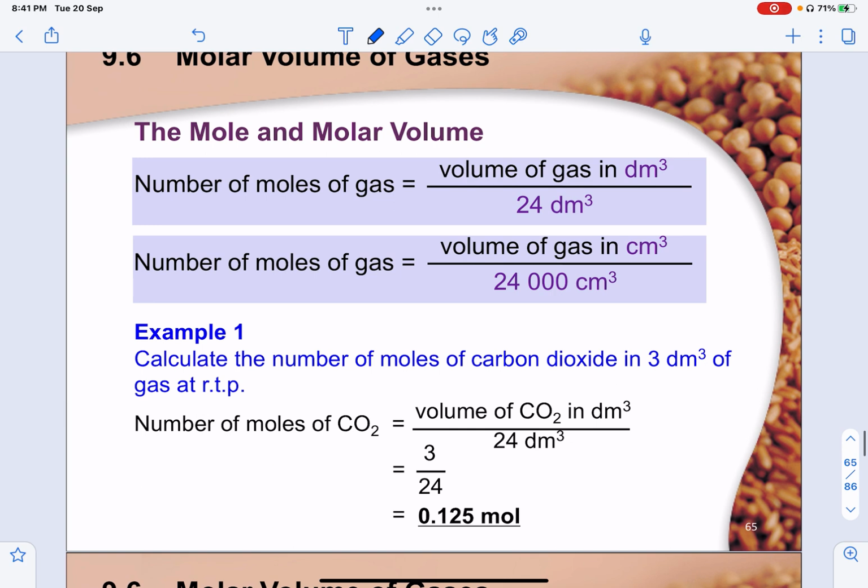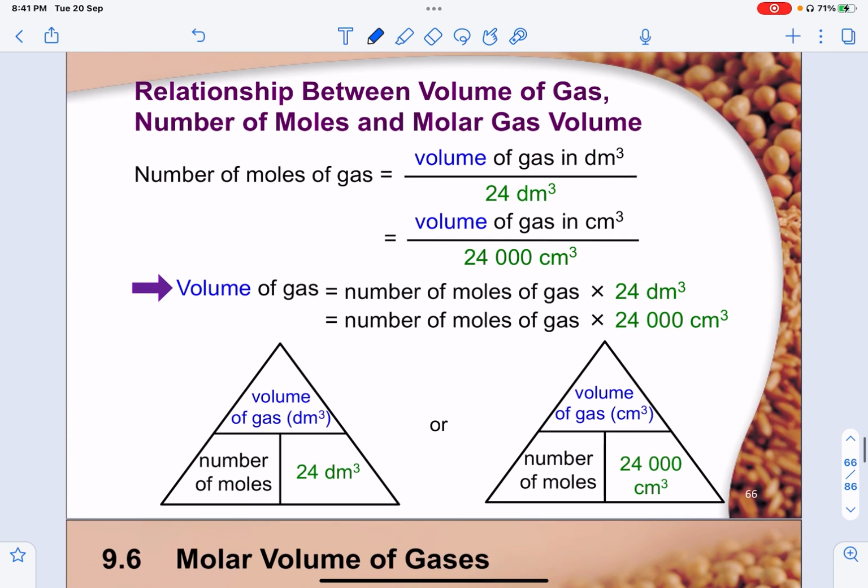So in a nutshell, the formula that we want to use is: number of moles of gas equals the volume of the gas over 24 dm cube. Okay. And the thing is, it must be in dm cube for your final volume. So this would be the relationship between the volume of a gas, number of moles, and the molar gas volume in this case.